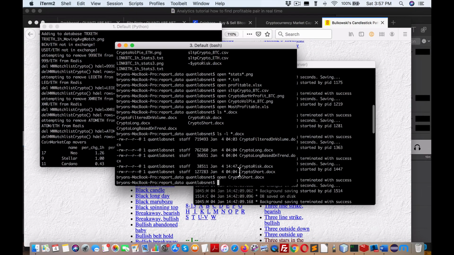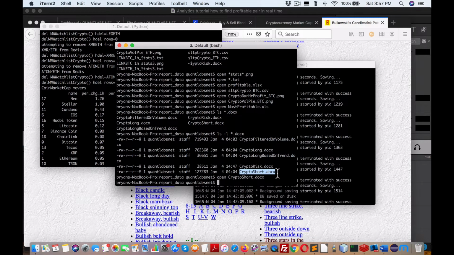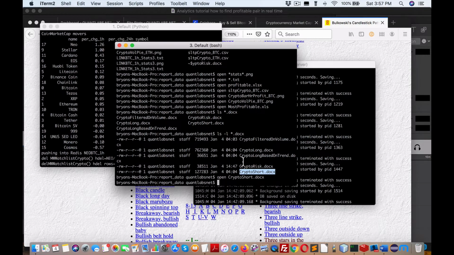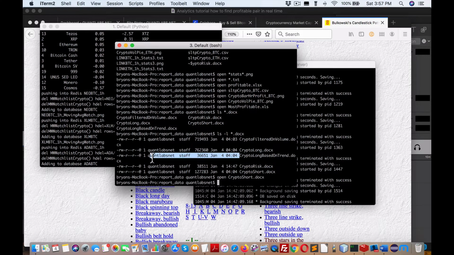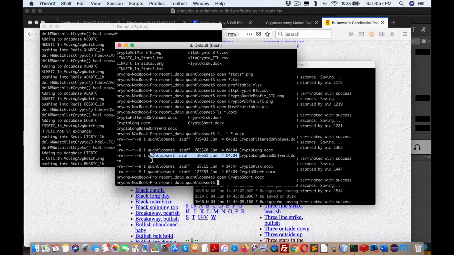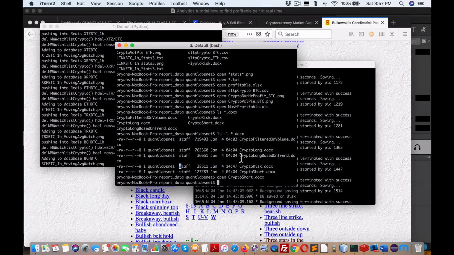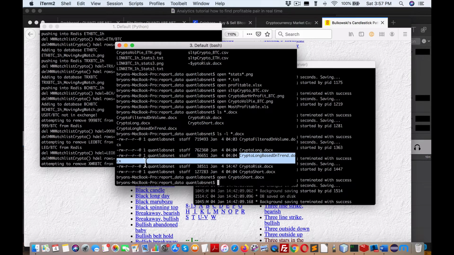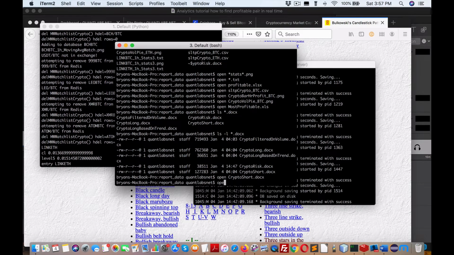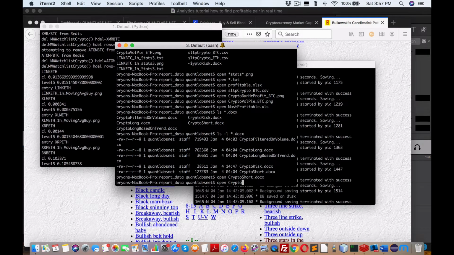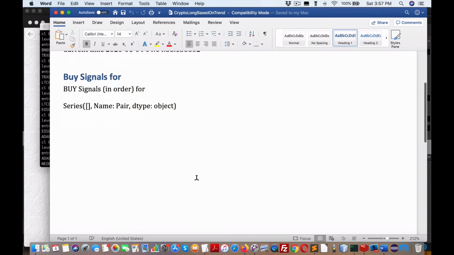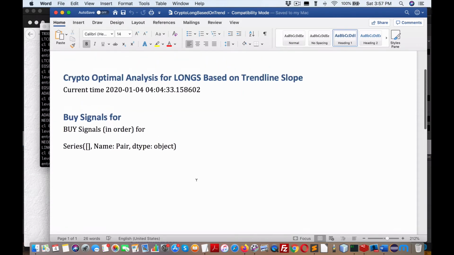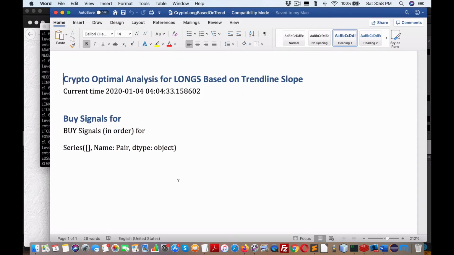So that's the shorting. Okay, so I've walked you through the format of these reports. So let's look at a blank one based upon trend right here. This one's based on trend. Let me just load that up in Word. So this one's going to be empty. There are no reports generated because it's blank.